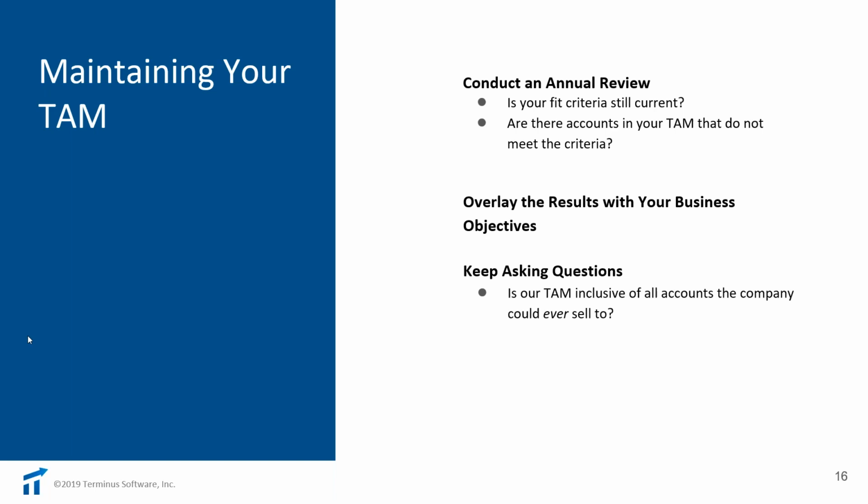So just annually ask yourself some questions about your fit criteria and make sure about the new accounts that are being added to your TAM after it was implemented. It's impossible to include every single account that you could ever market to, but give yourself a threshold of about 10%. And if it's 10% or more, maybe review your fit criteria and see if it's worth doing another exercise for TAM.